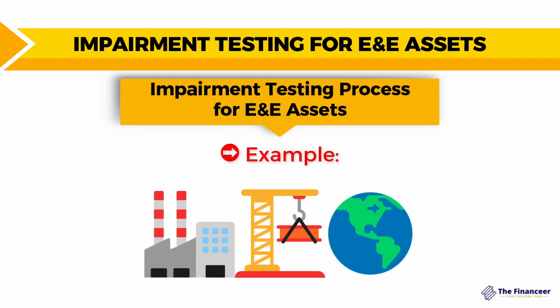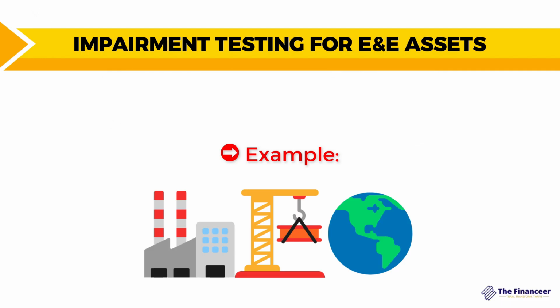Let's suppose a mining company has exploration and evaluation assets grouped by geographical regions. The impairment testing process involves assessing the recoverable amount of each region compared to the carrying amount, and then calculating the impairment loss where necessary.